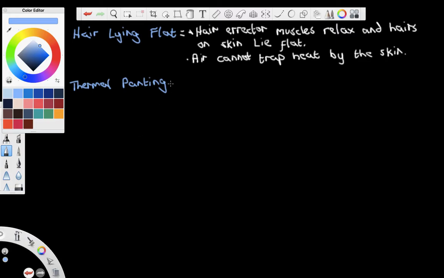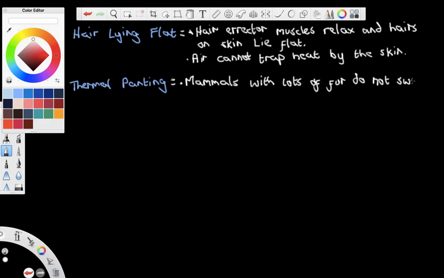So we can say that mammals with lots of fur do not sweat. Okay? In order to cool down, they use something called thermal panting.